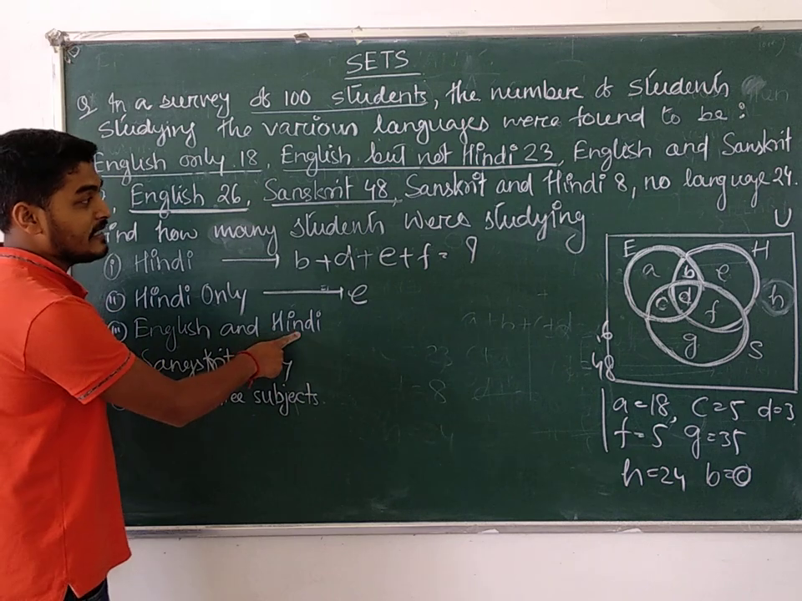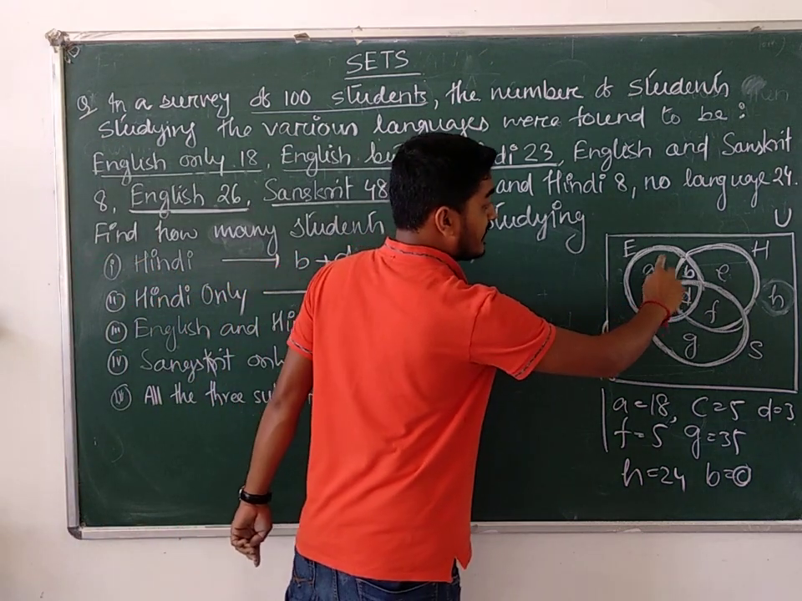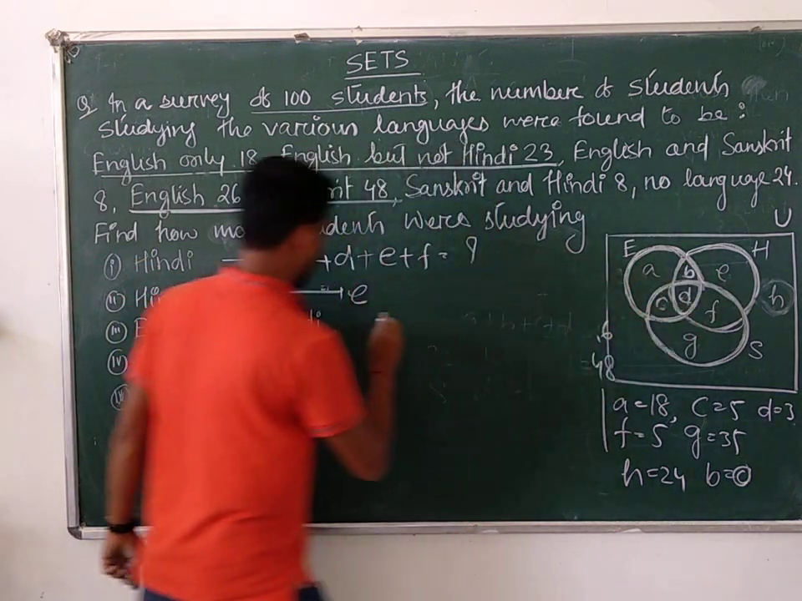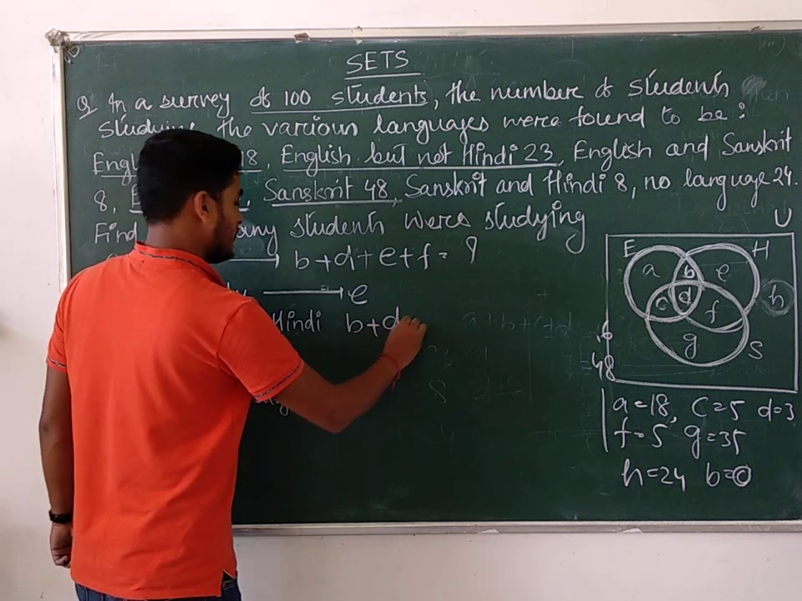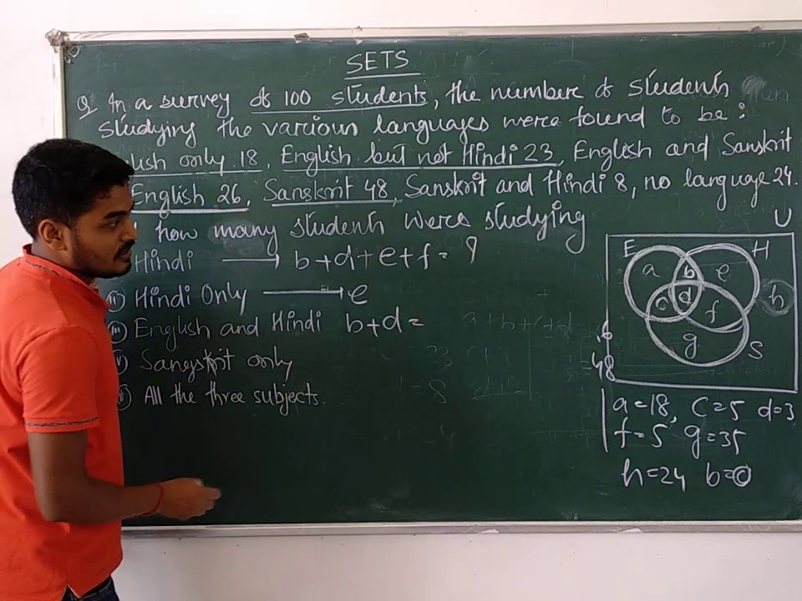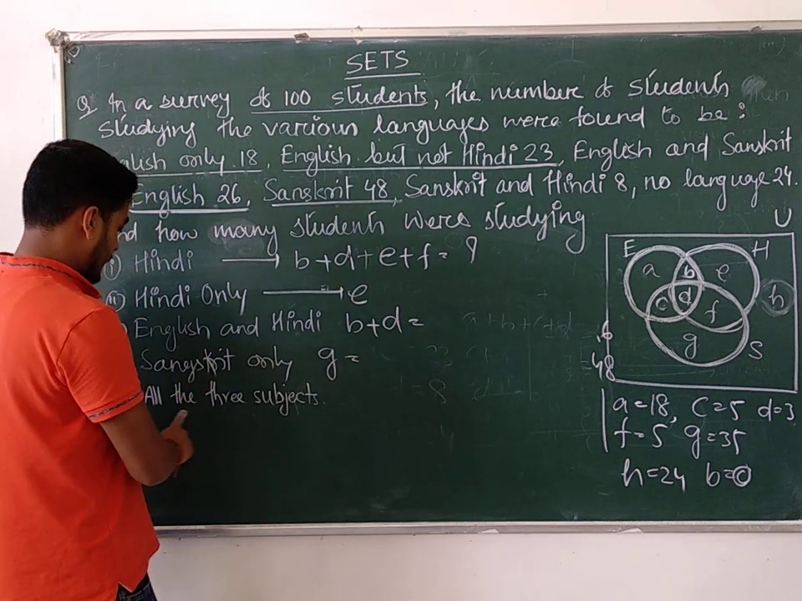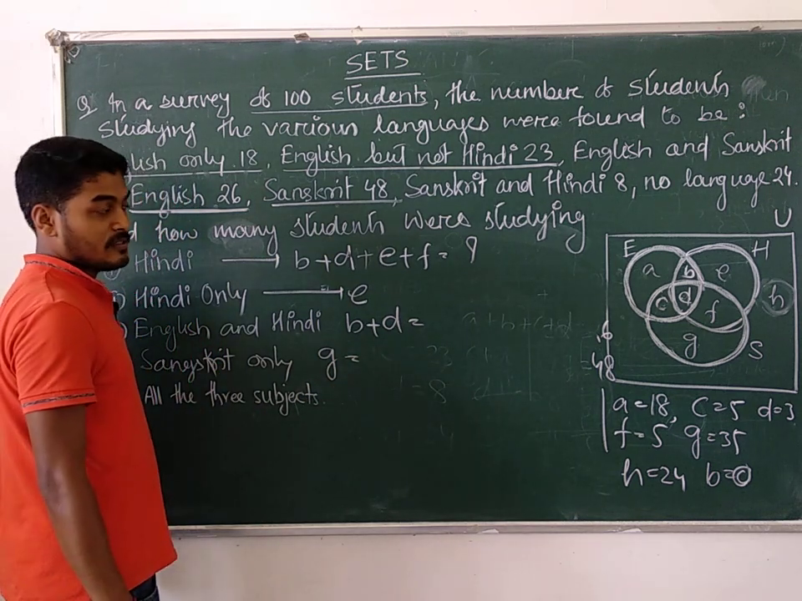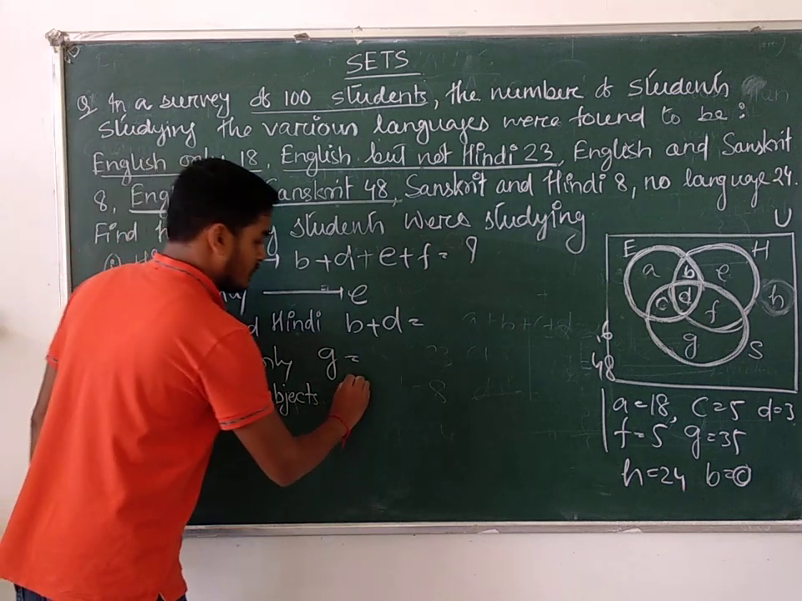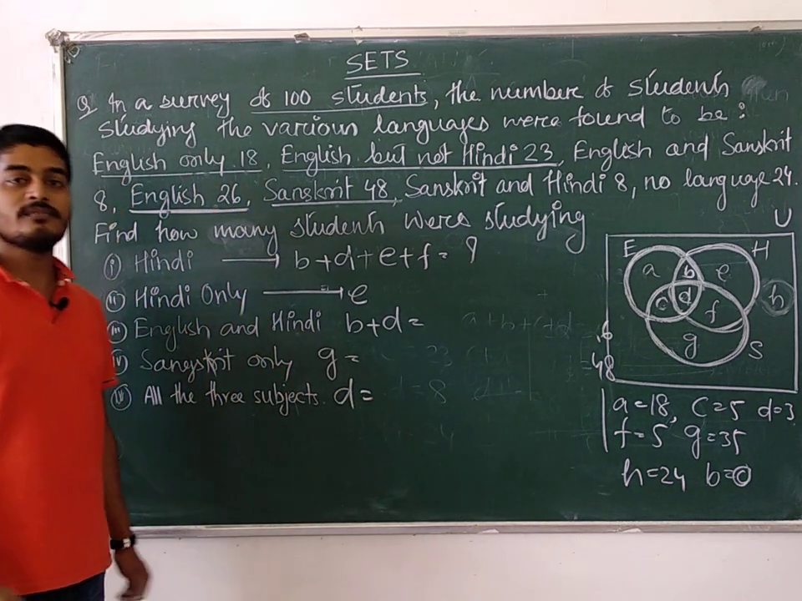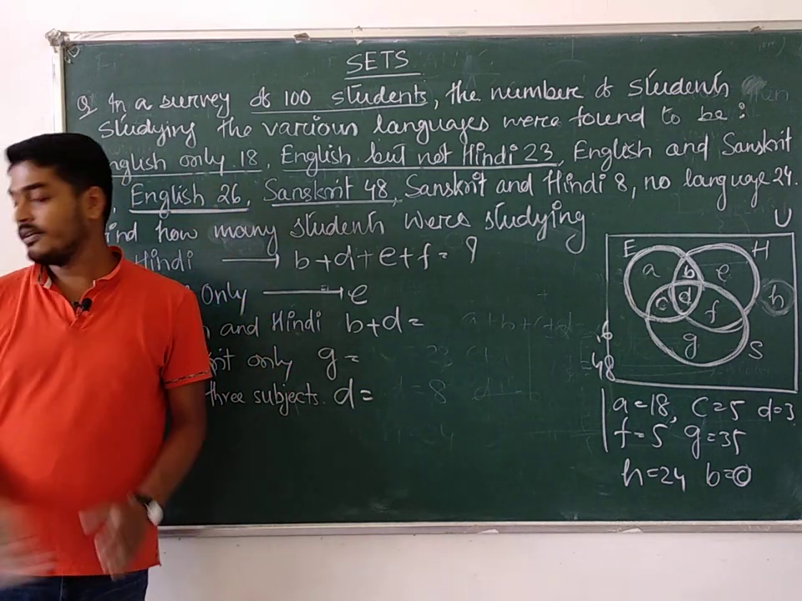Similarly, English and Hindi. English and Hindi means which portion? So B plus D. You will have the value of B plus D. Similarly, Sanskrit only. So you will have the value of G. G is equal to 35. And all the three subjects, how many students are here who read all the three subjects? This is the value of D. So in this way, you can easily find out the value of each and every question.